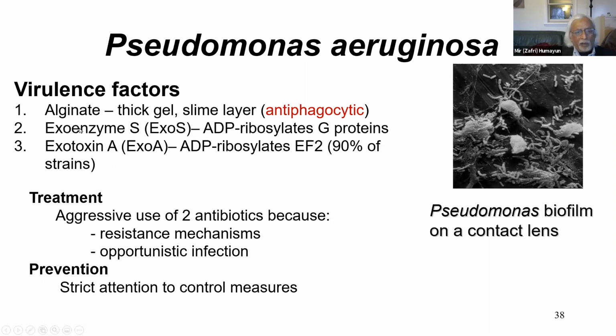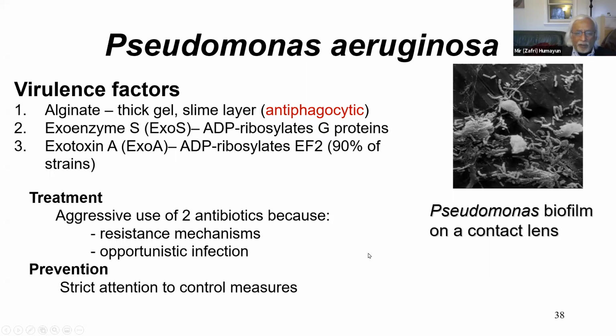It produces two major toxins, and produces other toxins as well. Two we're going to consider are exoenzyme S, which is an ADP ribosylase. It also affects G proteins, different G proteins than the ones we considered in a previous organism. The second toxin is exotoxin A, which is an ADP ribosylase of elongation factor 2. Most Pseudomonas aeruginosa strains carry exotoxin A. Only a few carry the gene for exoenzyme S.